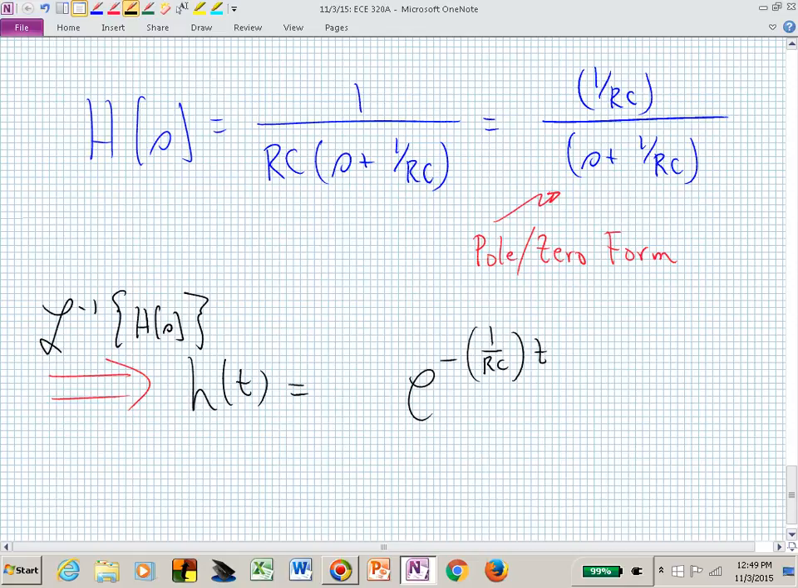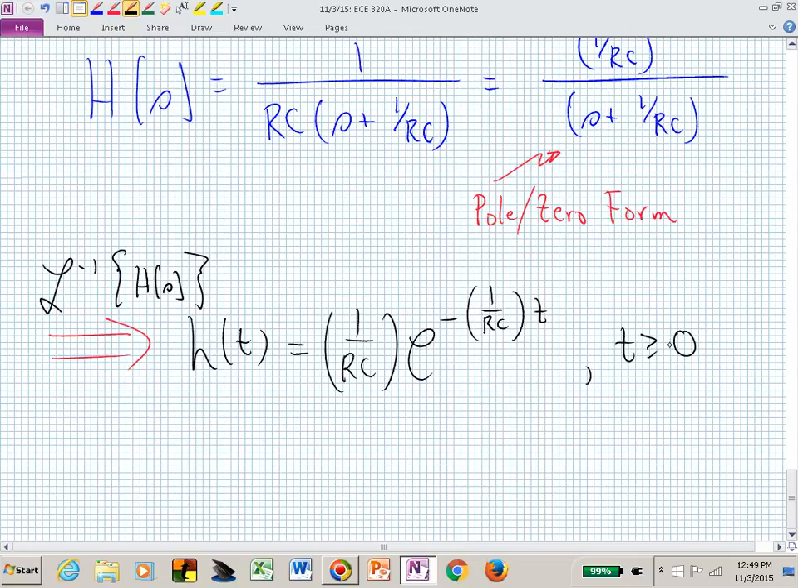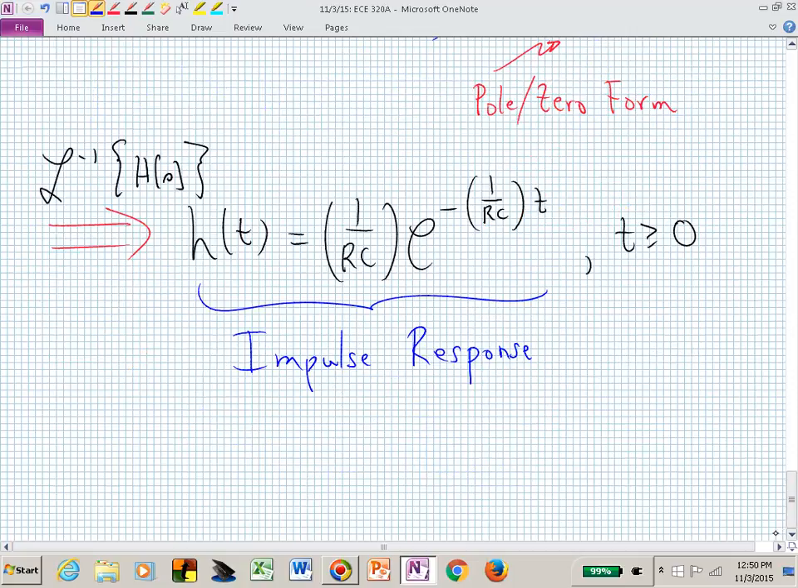Is there any scaling? This was not 1 over s plus a. This was a scaled version of 1 over s plus a, and the scaling was 1 over RC. And this is true for t greater than or equal to 0. And like I said, this expression is given a specific name, and that is the impulse response of that circuit. And you just have the one mode, the one exponential term. It's a first order.